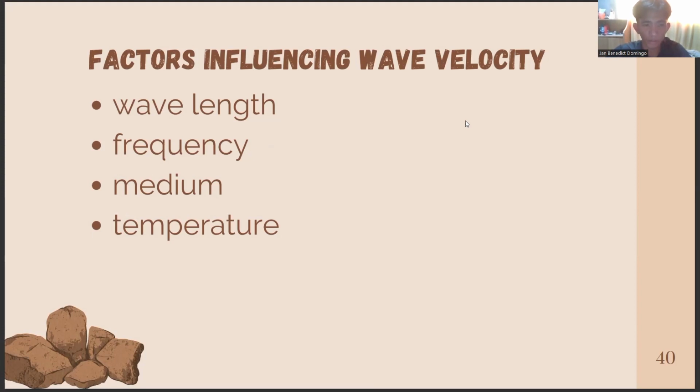The third one is medium. Medium is the density of the surface. The higher the density, the slower the wave. And the last one is temperature. The speed of a wave increases as the temperature increases. This is due to increased kinetic energy of the molecules and a decrease in density.